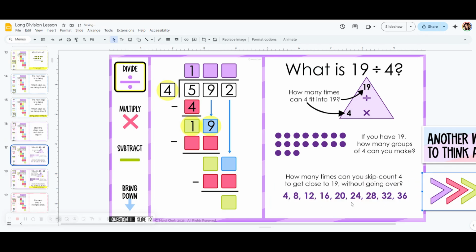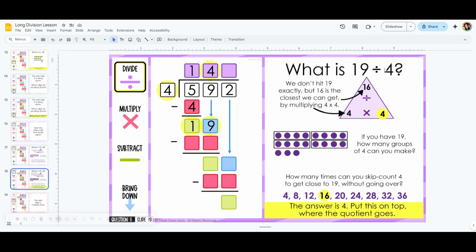This is the way I like to do it. I like to see how many times can 4 fit into 19. So if you skip count your 4, how many times can you skip count and get close to 19 without going over? 1, 2, 3, 4. If you keep going, you get to 20, you've gone over. You can't go over 19. So in this case, 1, 2, 3, 4 times. So let's take a look at that.